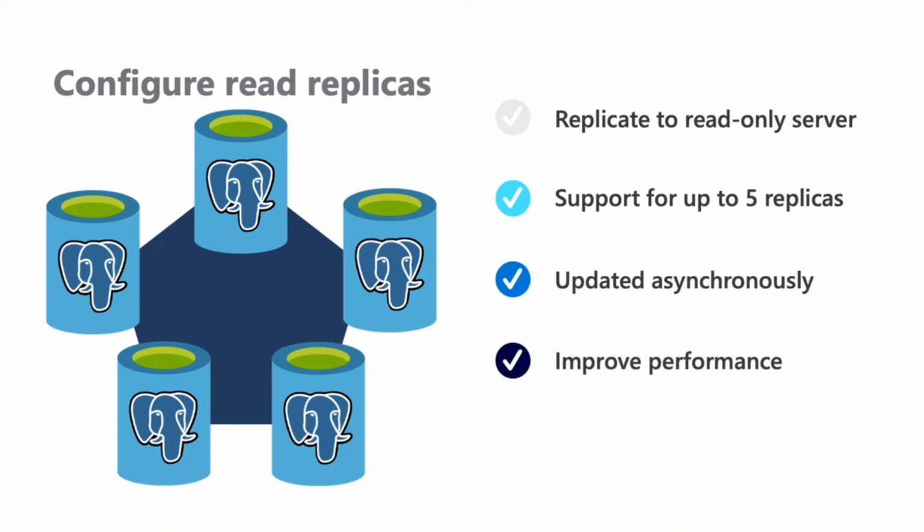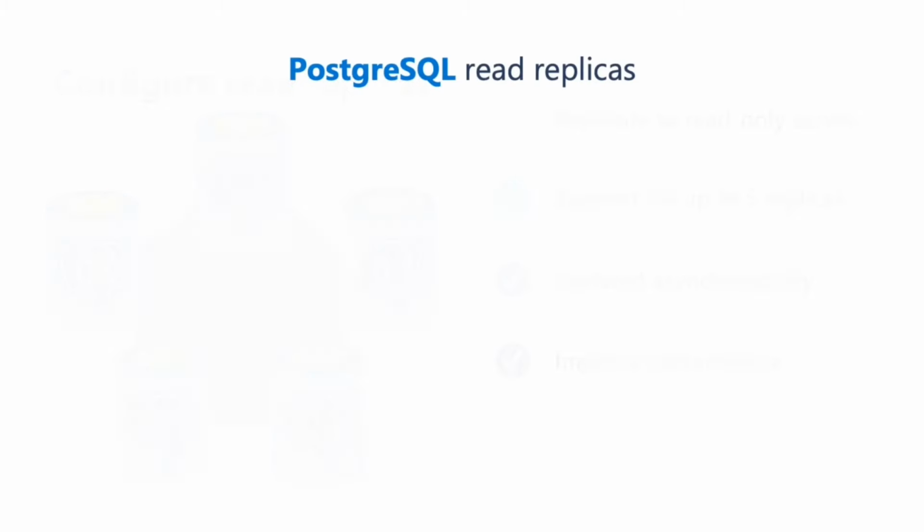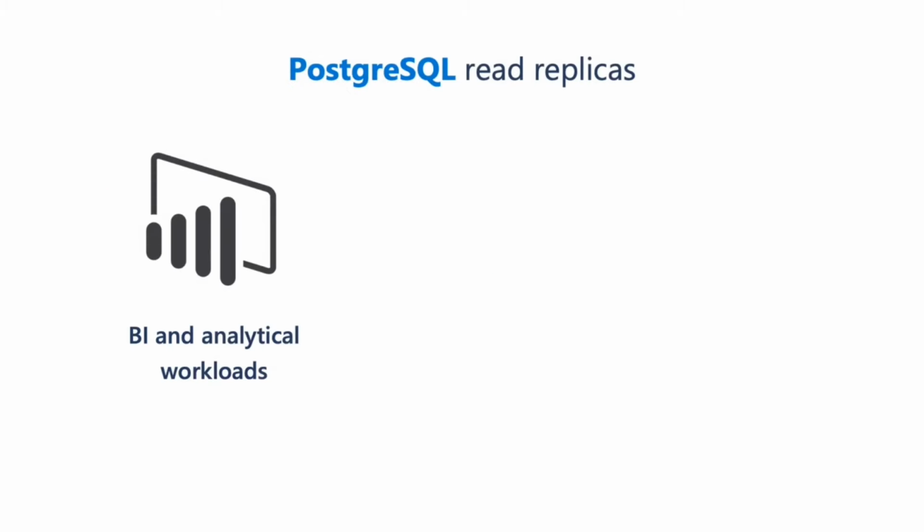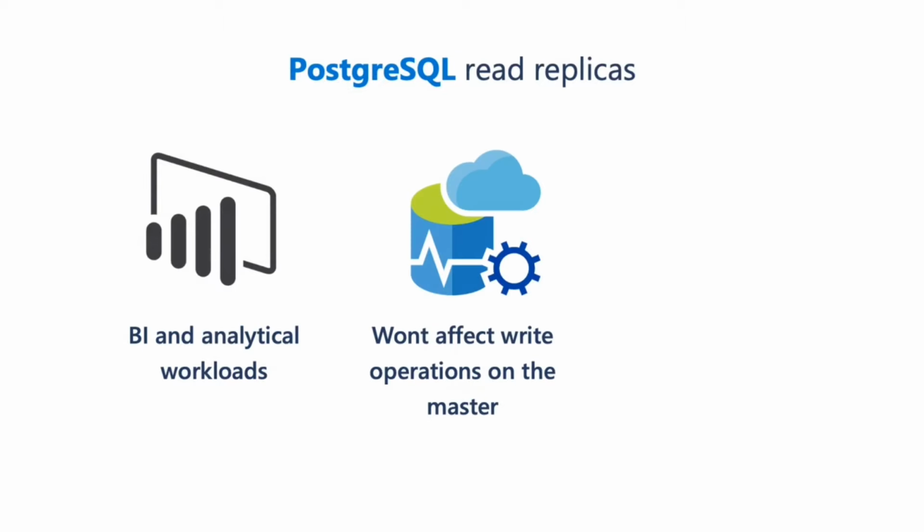Read replicas help to improve the performance and scale of read-intensive workloads. Read workloads can be isolated to the replicas, while write workloads can be directed to the master. A common scenario is to have BI and analytical workloads use read replicas as the data source for reporting. Because replicas are read-only, they don't directly reduce the burden of write operations on the master. This feature isn't targeted at write-intensive workloads.